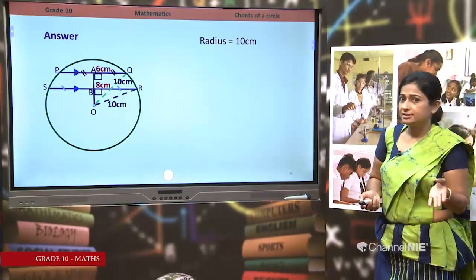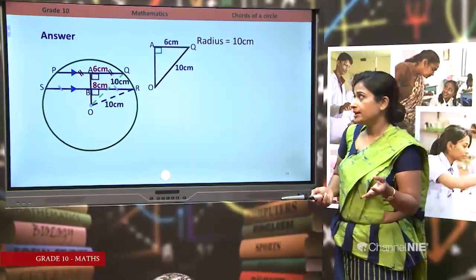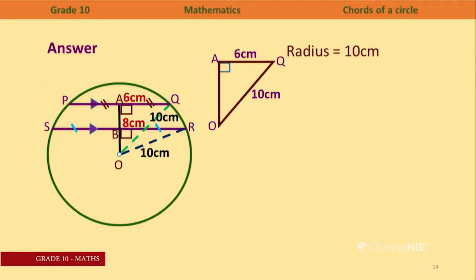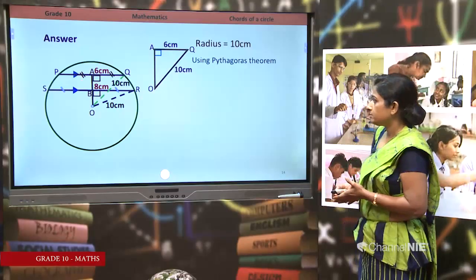Using the Pythagoras theorem. Look at this right angle triangle OAQ. In this right angle triangle, we know two sides of it, so we should find the other side. To find that side, we use the Pythagoras theorem. Using the Pythagoras theorem, we can find the AO side length. So, what is the hypotenuse of this one?